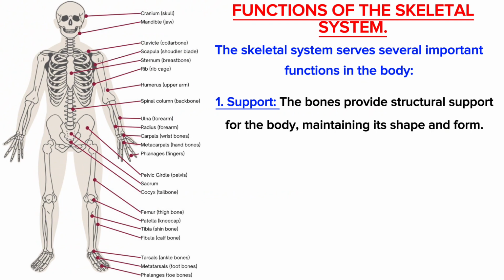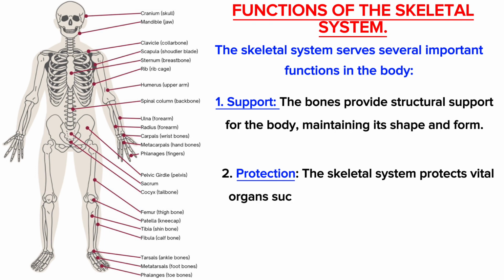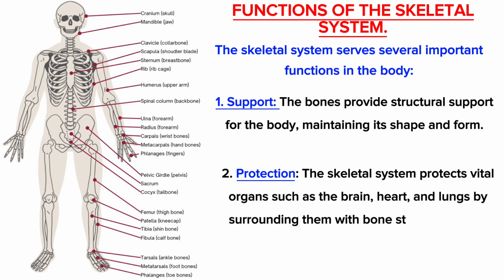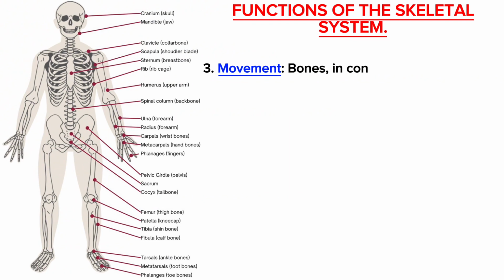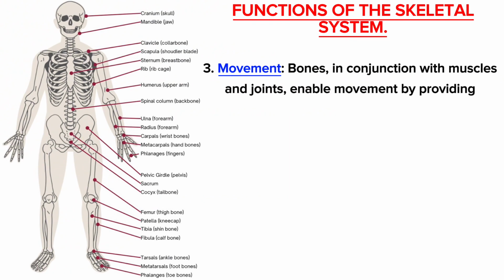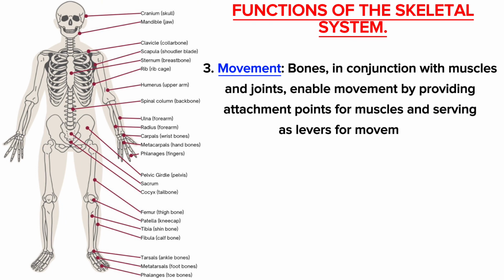The second, we should talk about protection. The skeletal system protects vital organs such as the brain, heart, and lungs by surrounding them with bone structures such as the skull and rib cage. The third one is movement. Bones, in conjunction with muscles and joints, enable movement by providing attachment points for muscles and serving as levers for movement. That is so straightforward and well understood, I hope so.